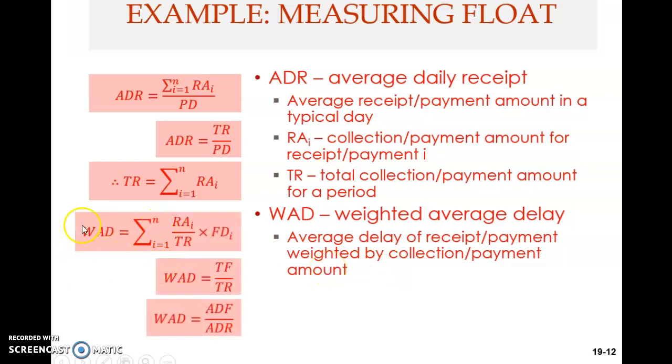Now, this is the formula for weighted average delay. And there are actually three alternative formulas. So we can use this. We are familiar with all these terms. We've used this before. RAI is the collection or payment amount for receipt I or payment I, divided by total receipt. Total receipt, we know how to compute this. This is the total receipt, multiplied by FD, the float delay for payment or receipt I. So this is the weight actually.